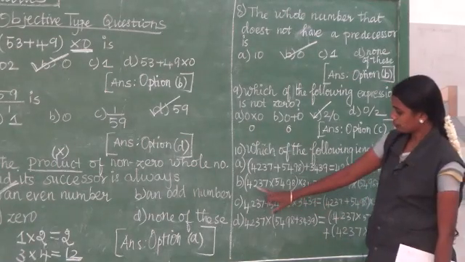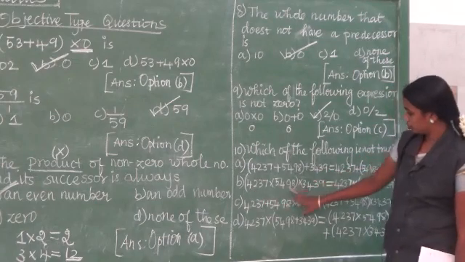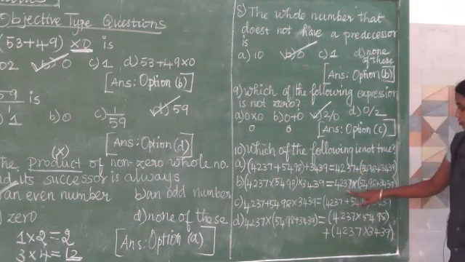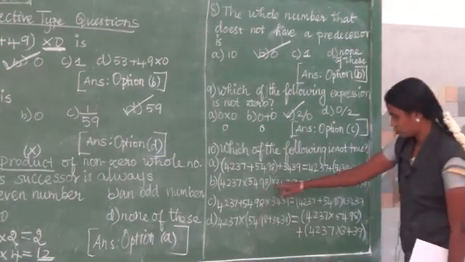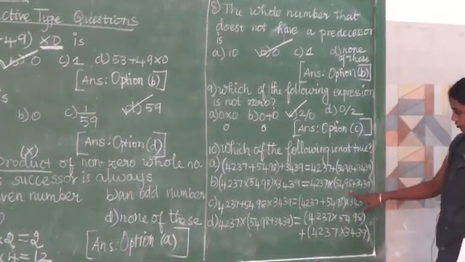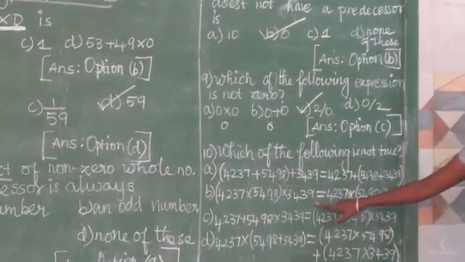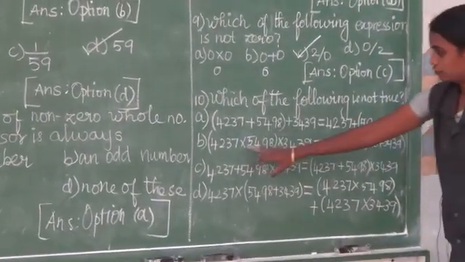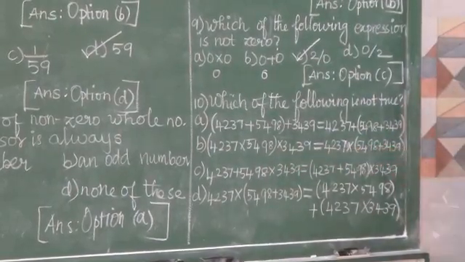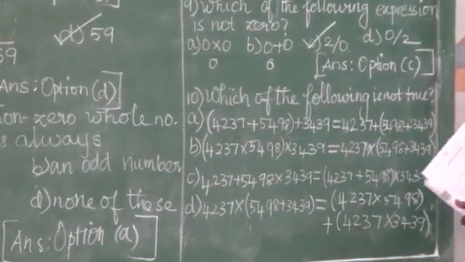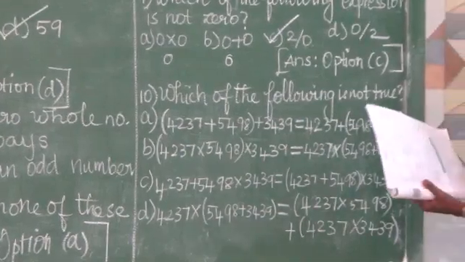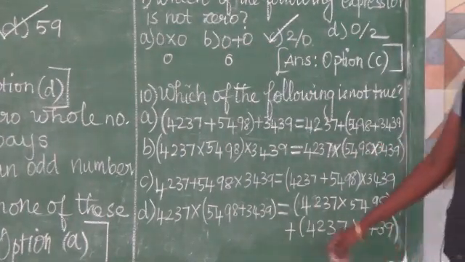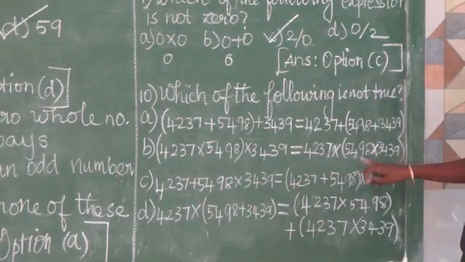Option B. Here 1, 2, 3 numbers, here also 1, 2, 3 numbers. Same numbers: 4,237, 5,498, 3,439. Here it is fully multiplication, sorry, here the multiplication sign. So it's the associative property of multiplication.